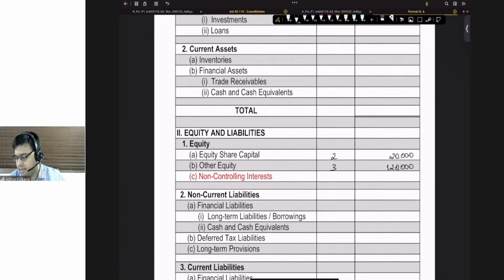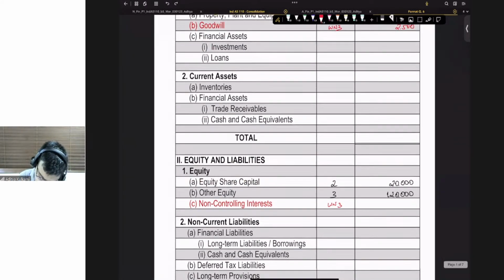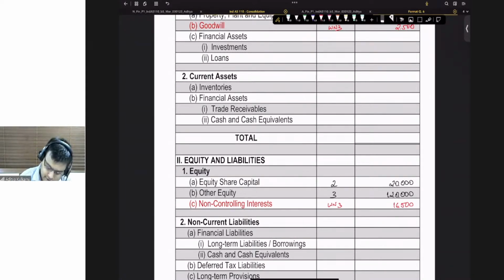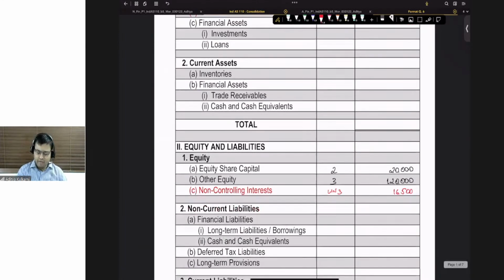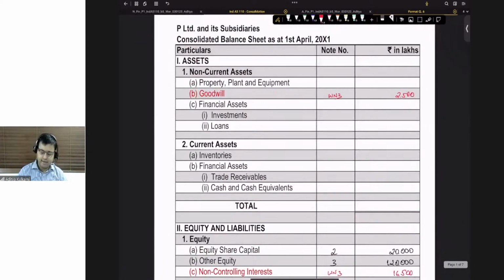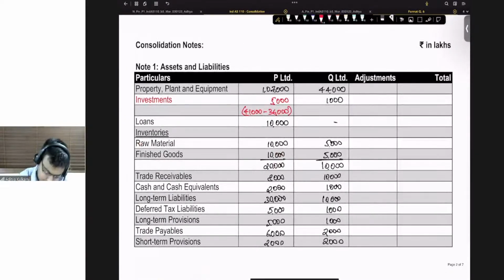One lakh 20,000. Okay. So once this is done, what are we left with? Non-controlling interest can come from working note 3. That is already done. So that is 16,500 if I am not wrong. Okay, so this is done. So now we are left with only these items, assets and liabilities, that is note number 1.